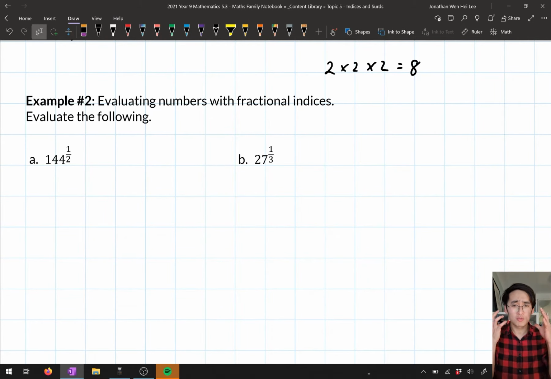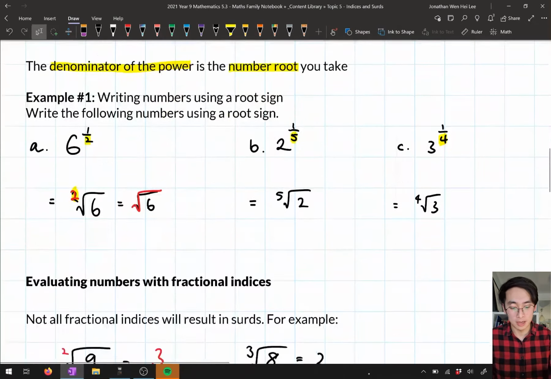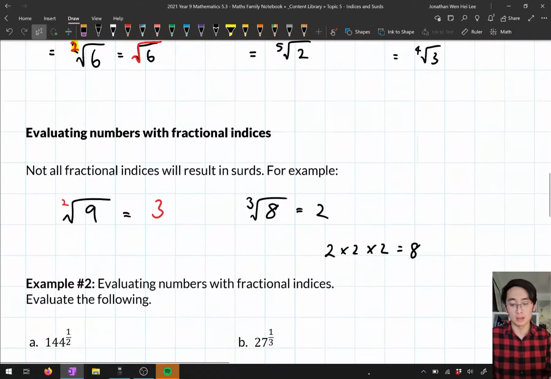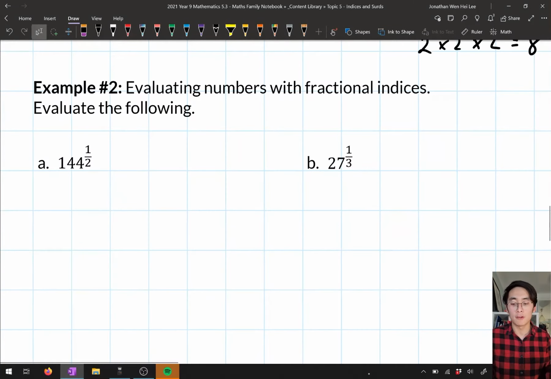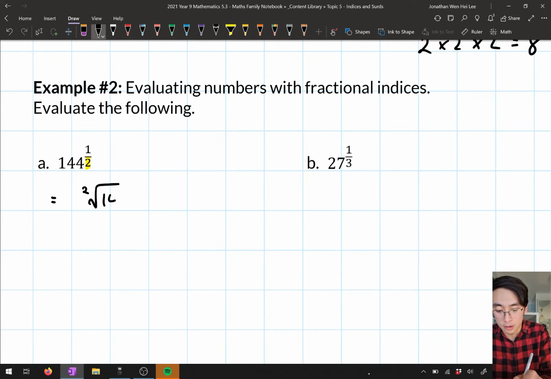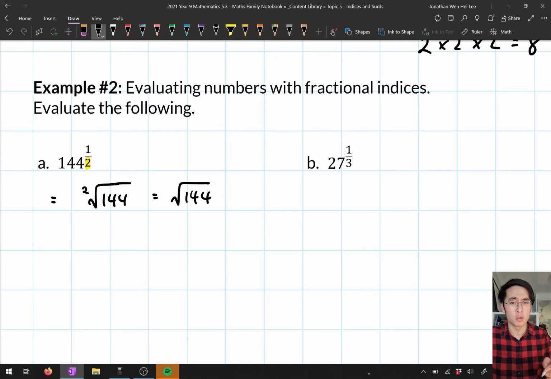So what we're going to do is write these numbers using our root notation, the surd stuff that we looked at up here, and then see if we can actually evaluate them. Evaluate the following. The first one, 144 to the power of a half. What we did before was we take the denominator of the power, so that's 2, and so this is going to become the second root of 144, or the way that we write this is just the root of 144, and we read this as square root 144.